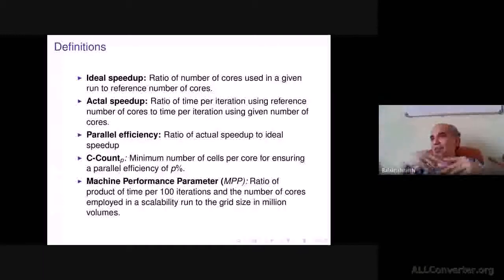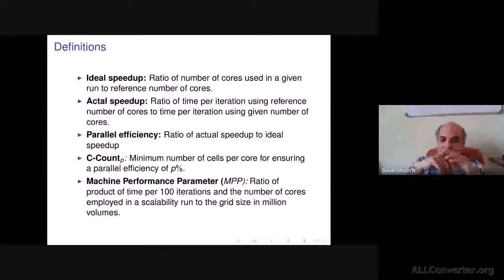If the parallelism is good, it could be 80%, 90%. If the parallelism is bad, it could be 20%, 30%. So this is another metric. Okay. So you have talked about three things which are very straightforward. One is the ideal speed up. Second one is the actual speed up. Third one is the parallel efficiency.